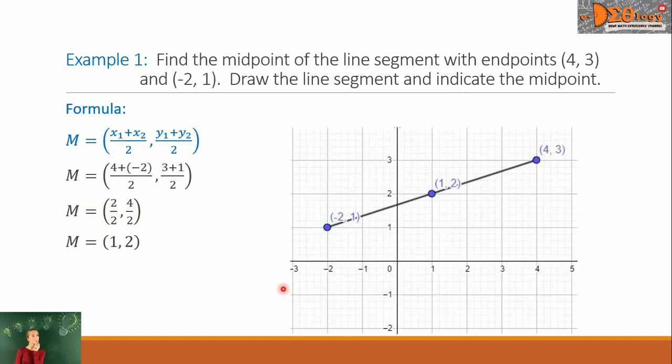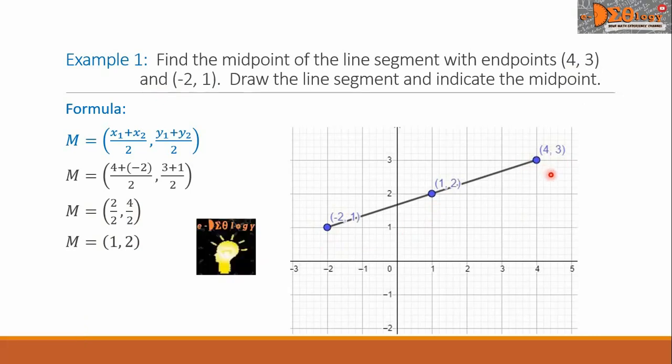Plotting the points, we have here the 4, 3 and the point -2, 1. It's here. And the midpoint is the point 1, 2, and we can see that it is between the two endpoints. This is our final answer.